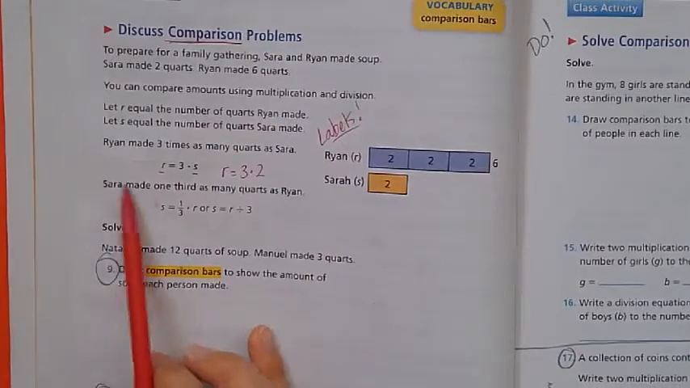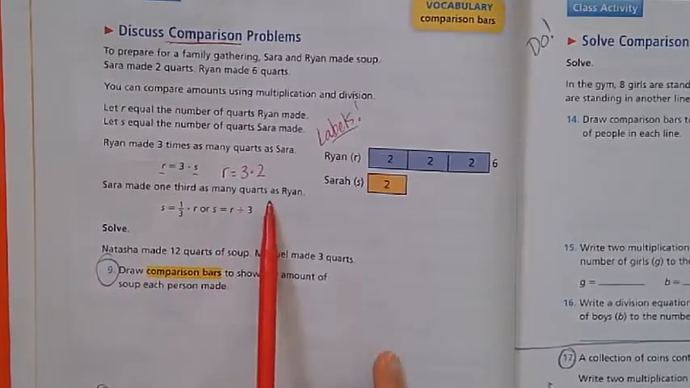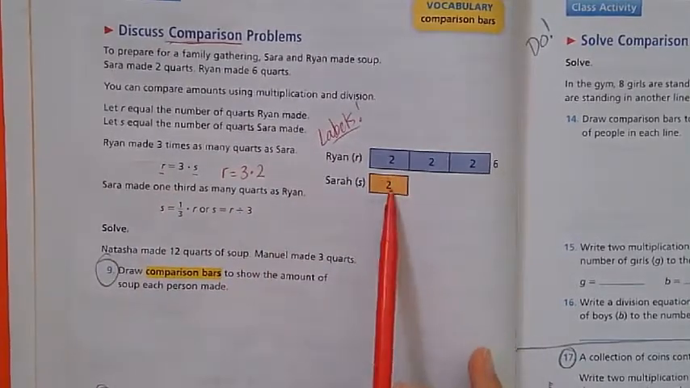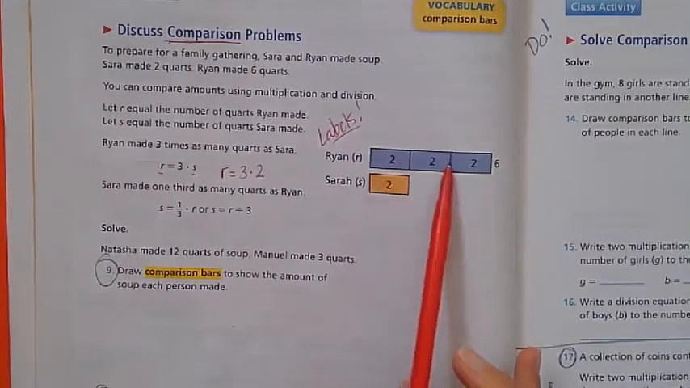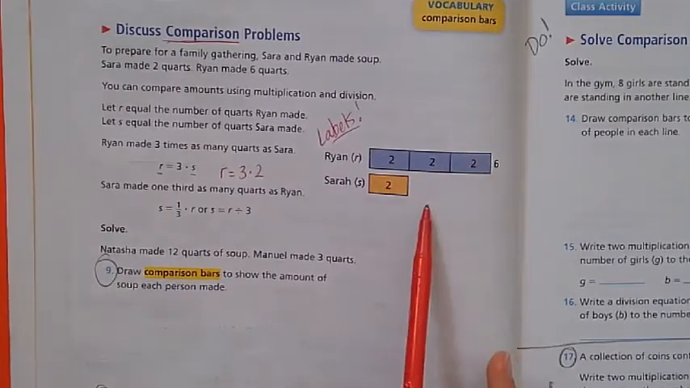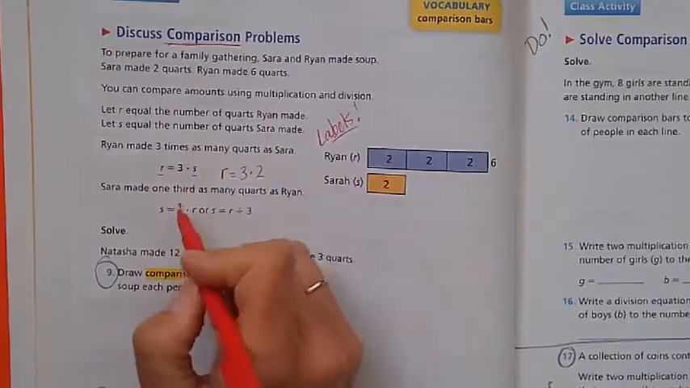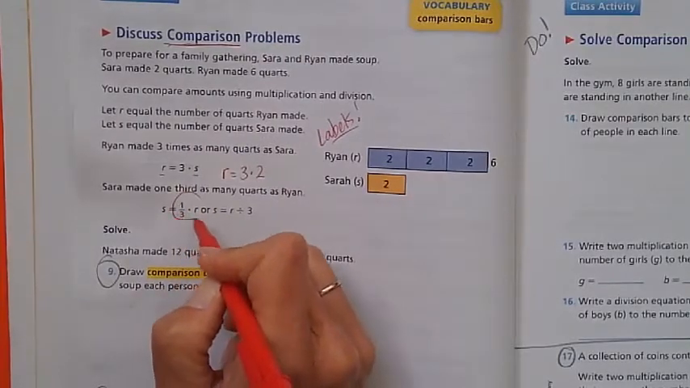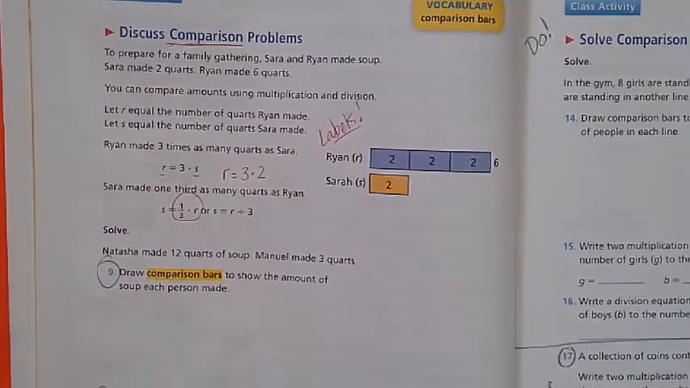So Ryan made 3 times as many quarts as Sarah, because we can see that 1, 2, 3, so he made 3 times as much. 3 times 2 is 6, and she only made 2. So 2 times 3 is 6. We can see that right here.